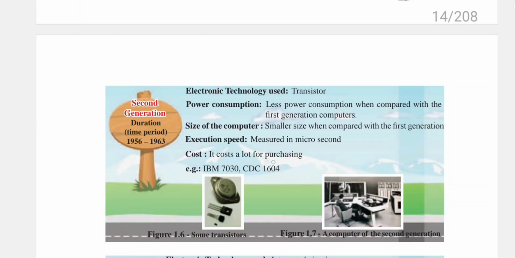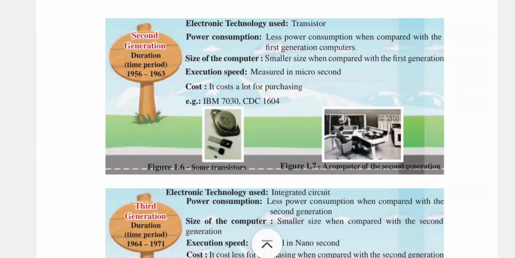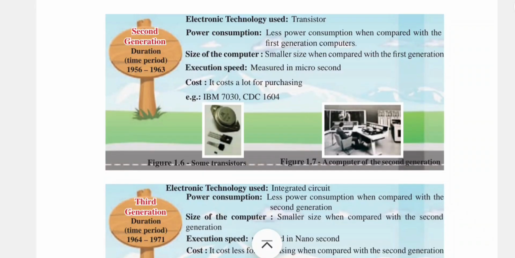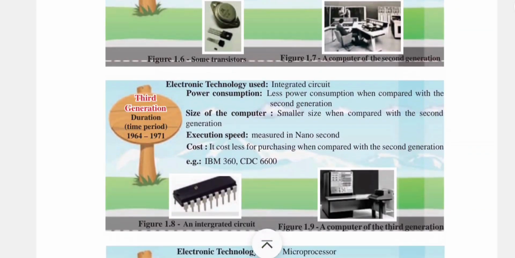However, these computers were still very expensive to buy. Examples: IBM 7030 and CDC 1604. So compared to the first generation, second generation computers were smaller, faster, and more efficient.